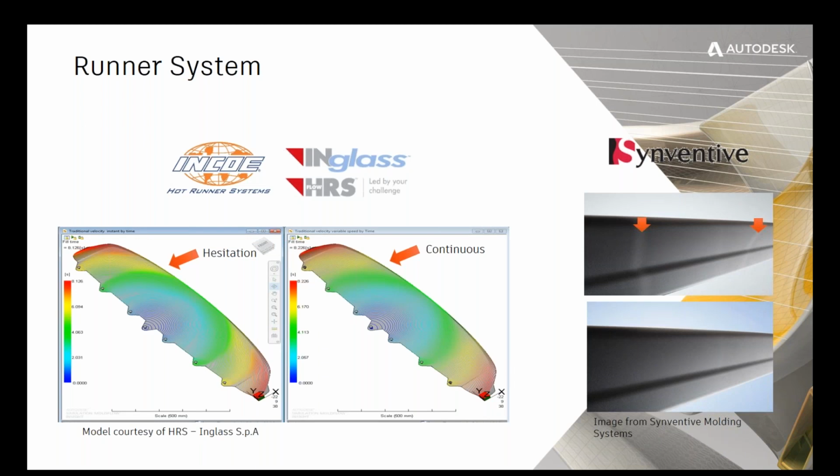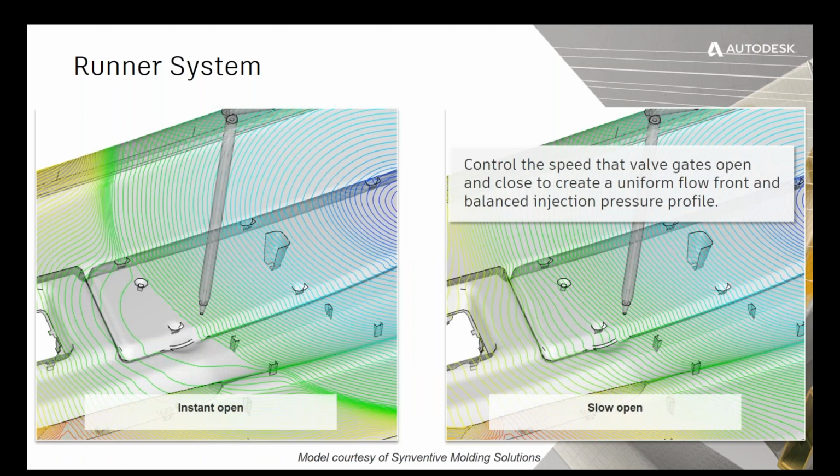Another consideration is if you're going to use a hot runner system. What happens when you do? Are you able to slow down the flow front to avoid hesitation and weld lines? And here we have two examples from Incoe and Synventive. Using Moldflow, you can better control the valve gate timings, again, to slow down that flow front and create a more uniform flow front.